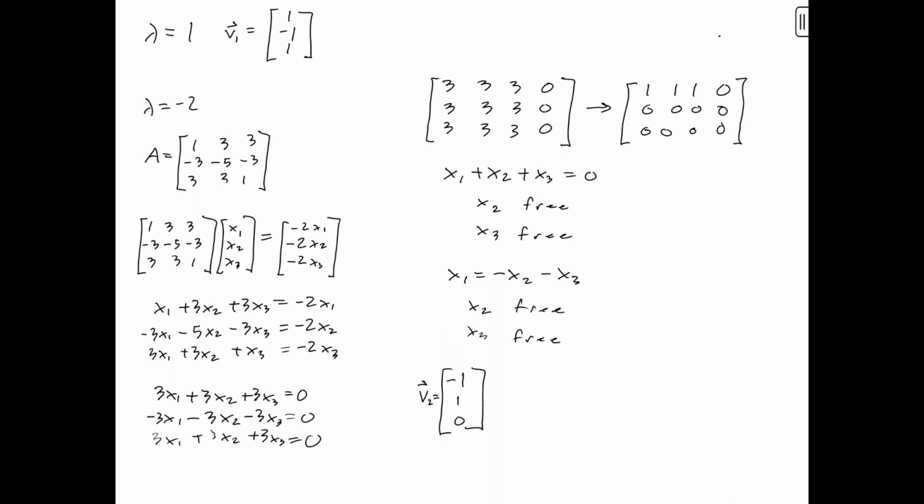And there's an eigenvector associated with that. Or I could pick a different one. I'm going to pick 0, 1 for x2 and x3, which makes x1 -1. And so now I have 3 linearly independent eigenvectors corresponding to my eigenvalues. So with lambda equal 1, I have the eigenvector 1, -1, 1.